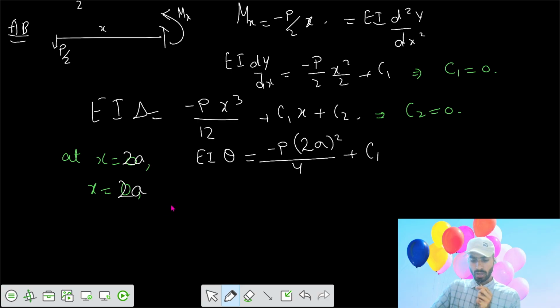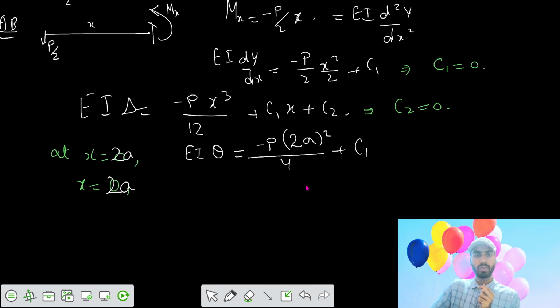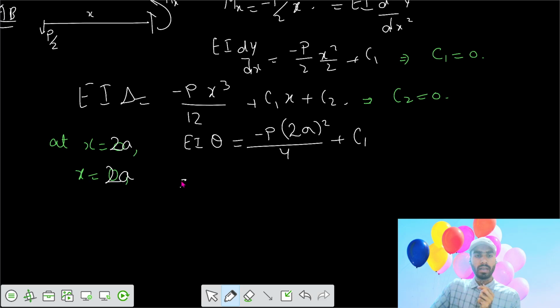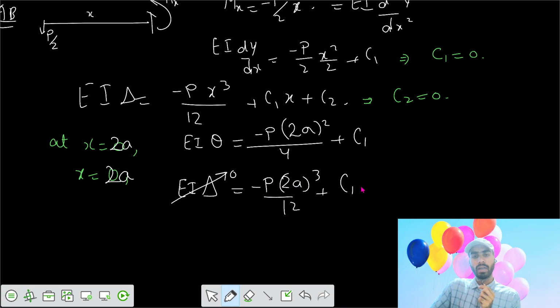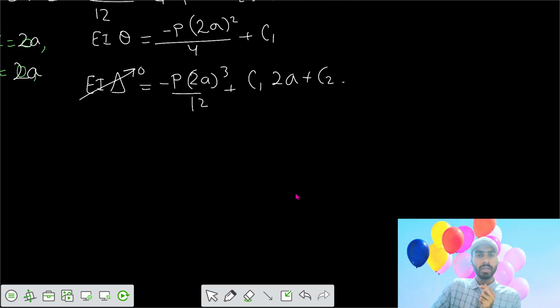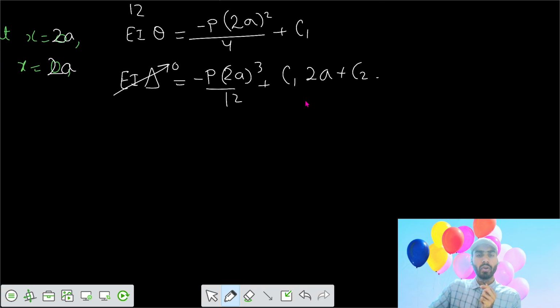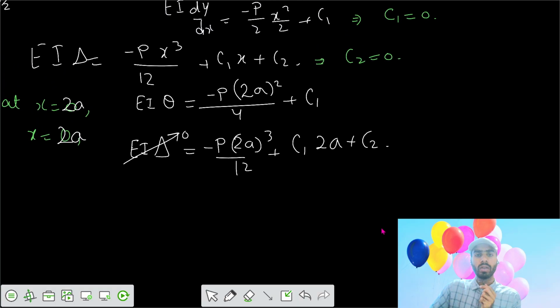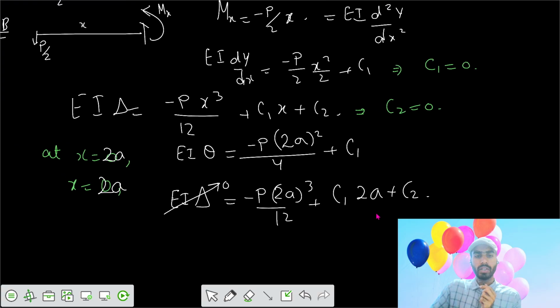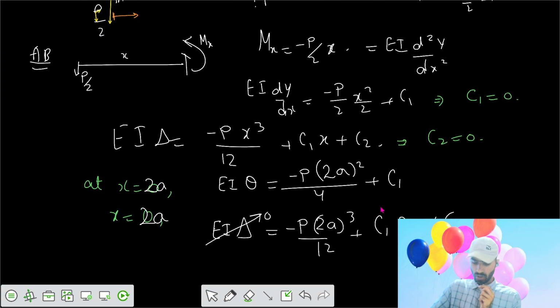And at x equals 2a, delta is 0. Deflection at 2a equals 0. Let's say that EI delta equals minus P, but the delta here is 0, so we can write minus P into 2a cubed by 12 plus C1 into x, which was your 2a, plus C2. And from this condition we can say you're having two unknowns. To eliminate those unknowns, we can go for the boundary conditions at x equals 0.